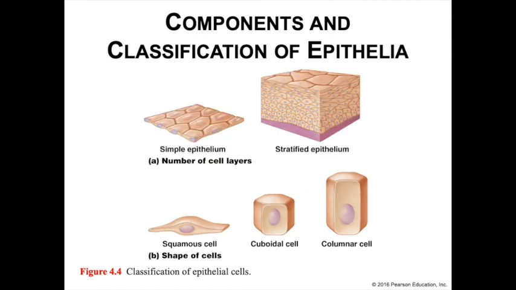Now we can combine these two classifications. We can have simple squamous, simple cuboidal, or simple columnar, or stratified squamous, stratified cuboidal, or stratified columnar, depending on not only the shape, but how many layers thick it's going to be.